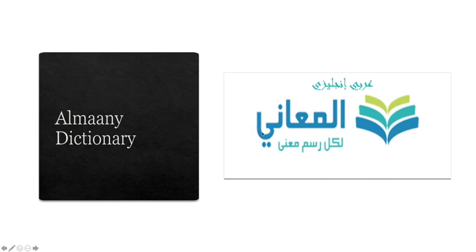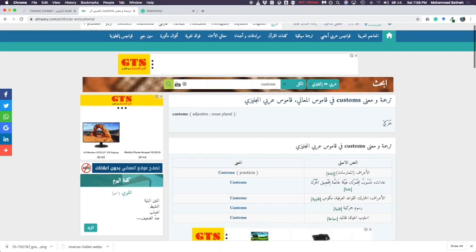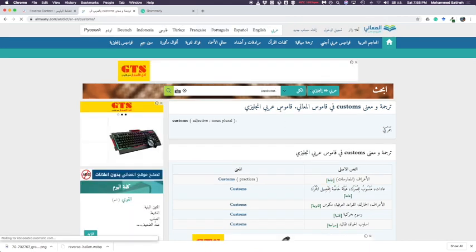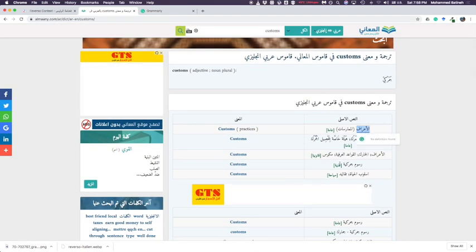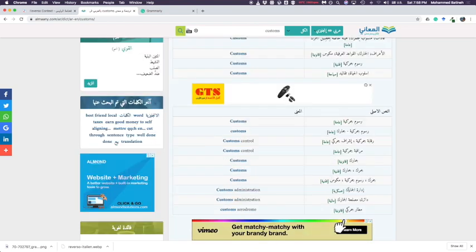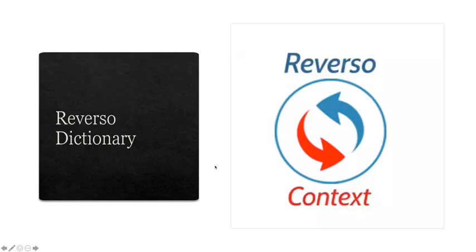The good thing about المعاني is that it provides a subject field next to the meaning of the word. For example, if we look for the word customs in Arabic, it could mean either الأعراف, العادات والتقاليد, or in other contexts it could mean رسوم جمركية. So make sure that you know the context of your sentence before copying the meaning of the word from this dictionary. The second tool that I usually use is Reverso.